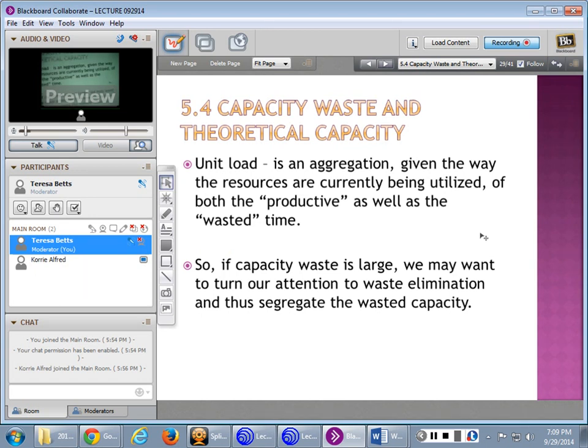Capacity waste and theoretical capacity. So the unit load is an aggregation given the way the resources are currently being utilized, both productive as well as wasted time. So we've got both of that mixed in. Okay? So if capacity waste is large, we might want to think about how can we look at waste elimination and thus segregate the wasted capacity.